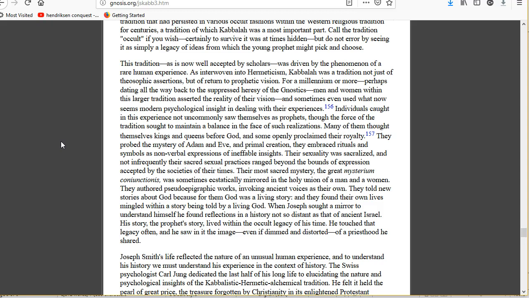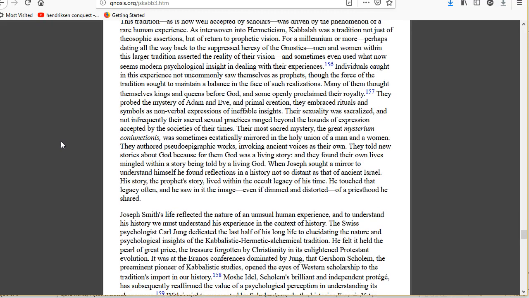For a millennium or more, perhaps dating all the way back to the suppressed heresy of the Gnostics, men and women within this larger tradition asserted the reality of their vision, and sometimes even used what now seems modern psychological insight in dealing with their experience. Individuals caught in this experience not uncommonly saw themselves as prophets through the force of the tradition, though the force of the tradition sought to maintain a balance in the face of such realizations.